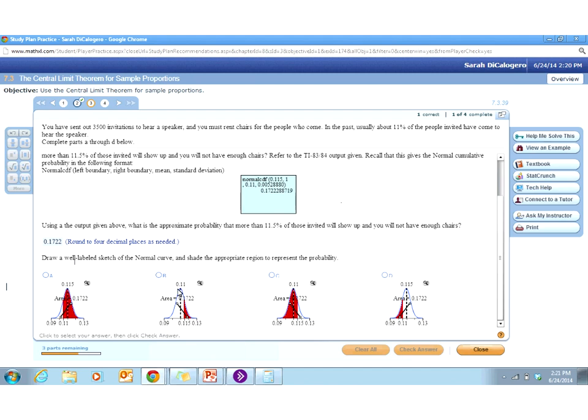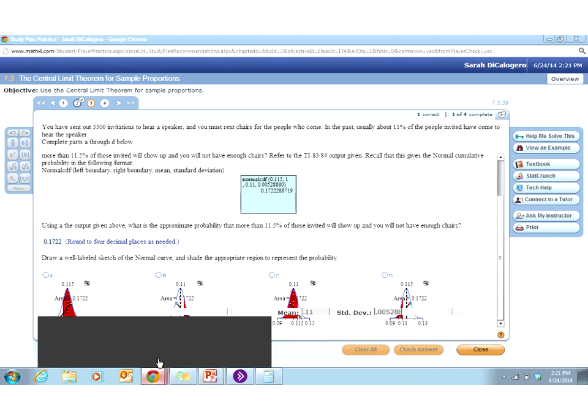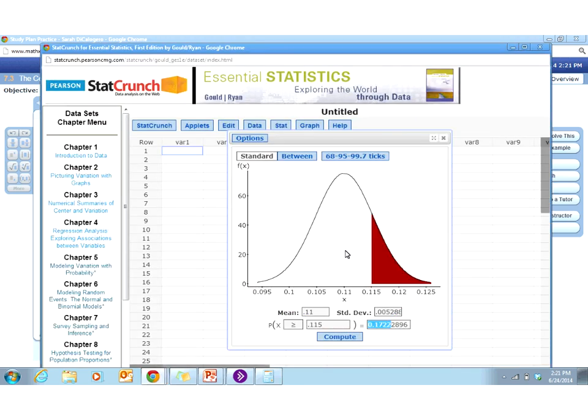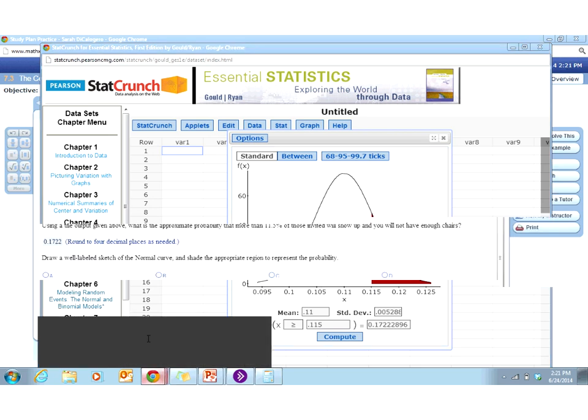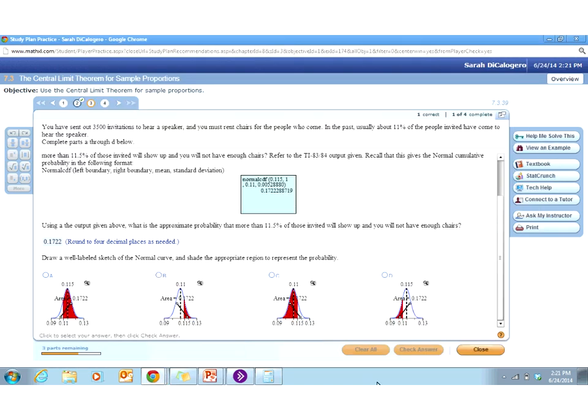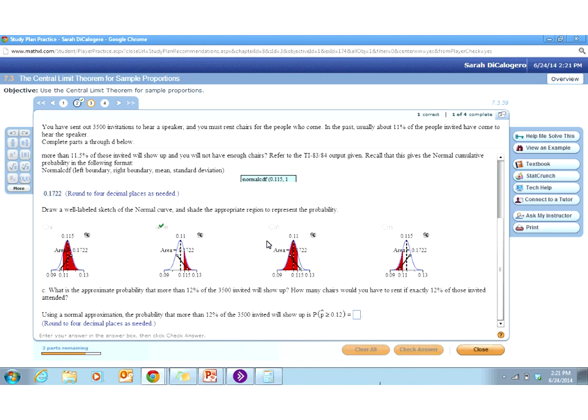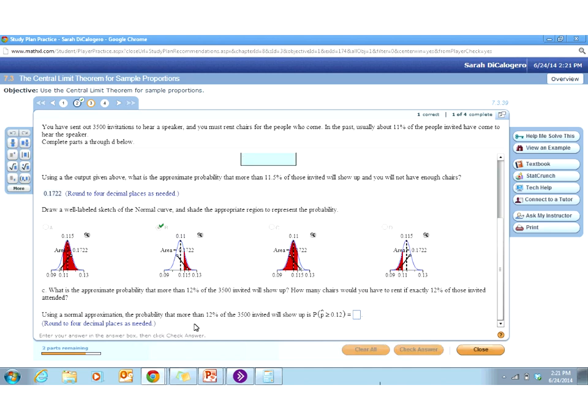The benefit of this is they want you to draw a well-labeled sketch of the normal curve. We know the mean is 0.11, so A is out, and D is out. Now if you look at your StatCrunch output, this is what your curve needs to look like. Look, here's your mean, 0.11. And it's the area to the right of 0.115 because we're doing greater than. So it's very easy to do that part from here.